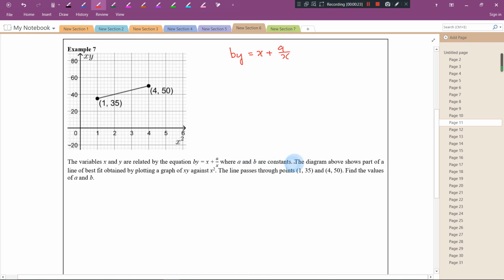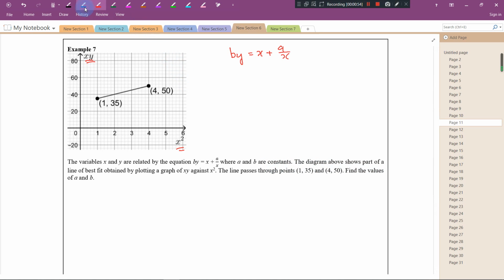Where a and b are constants, the diagram above shows part of a line of best fit obtained by plotting a graph of xy against x squared. So this is xy against x squared. Later on we know what to do when we want to reduce these non-linear functions to a linear form. The line passes through points (1, 35) and (4, 50). Find the values of a and b.